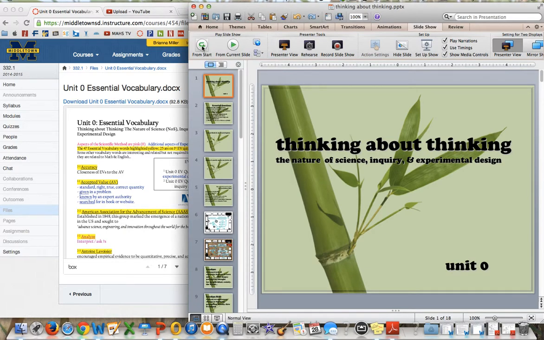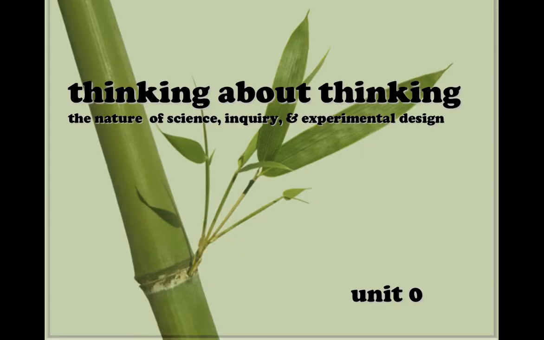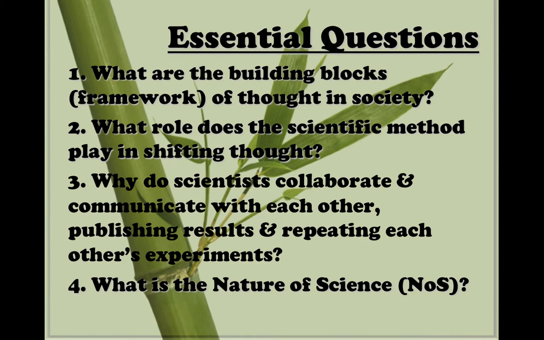All right, we're going to get started. This is our first PowerPoint of 2 for Unit 0. We have 4 essential questions. Read them with me as I read them out loud to you. What are the building blocks or the framework of thought in society? What role does the scientific method play in shifting thought? Why do scientists collaborate and communicate with each other, publishing results and repeating each other's experiments? And what is the nature of science?